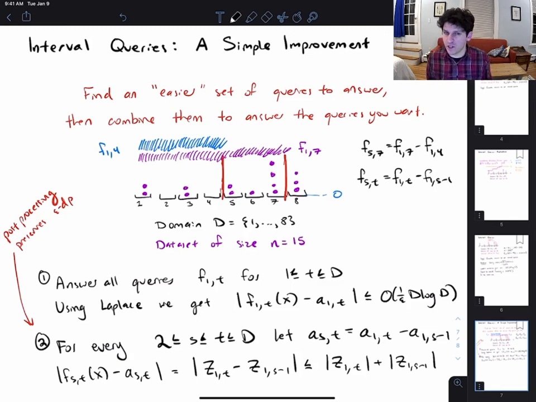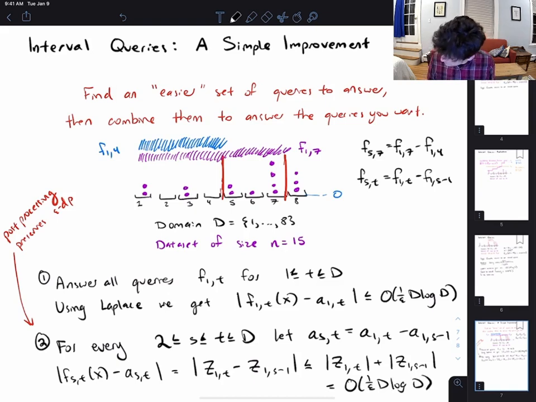And we said that every one of these noise variables is going to be O of 1 over epsilon times d log d. So if I add up two of them, I still get order 1 over epsilon d log d. I just double the error at worst. All right, so this is still order 1 over epsilon d log d, and that's my final error guarantee. Okay, so I've reduced the error for all of my d squared interval queries down from d squared to about d. So I basically got about a quadratic improvement.